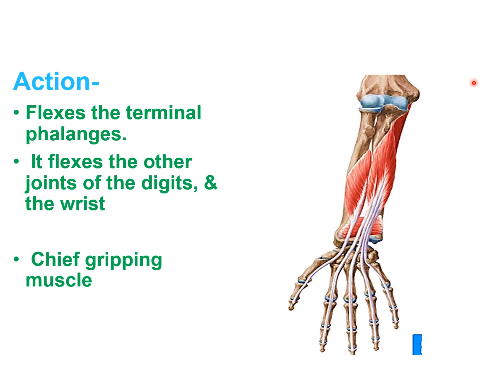The action of flexor digitorum profundus is to cause flexion of the terminal phalanges, and it flexes the other joints of the digits as well. The flexor digitorum profundus is a chief gripping muscle, forming the muscular elevation seen on the posterior surface of the forearm medial to the subcutaneous posterior border of the ulna.